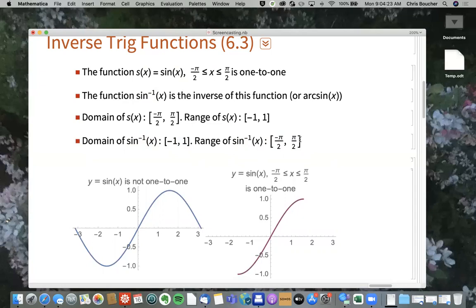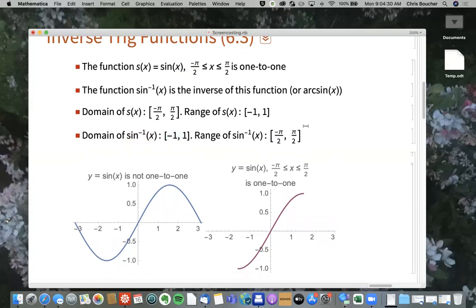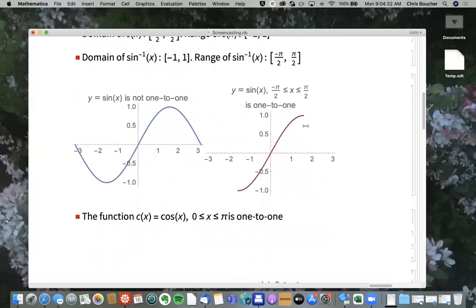Okay, let's quickly define inverse cosine and inverse tangent. We'll look at their graphs and then do a few examples. And this will probably be a short video today, which is fine.